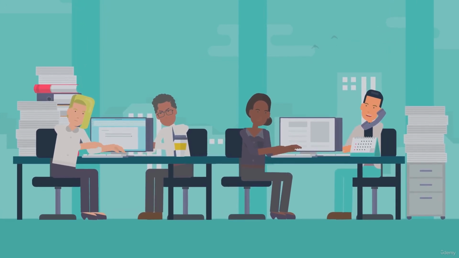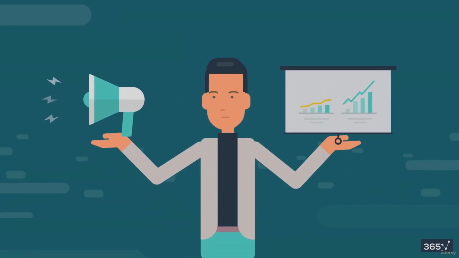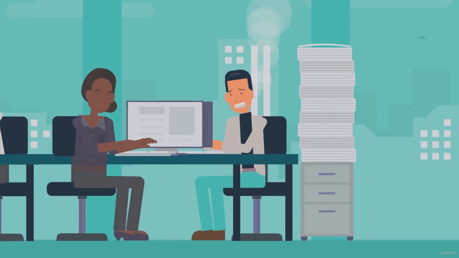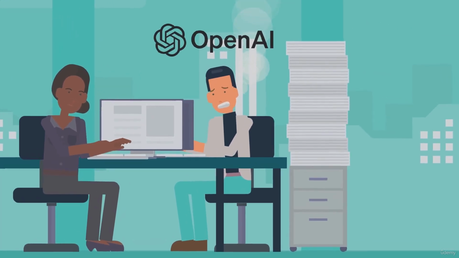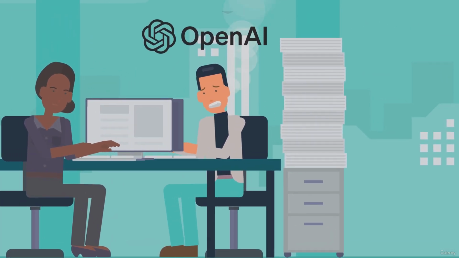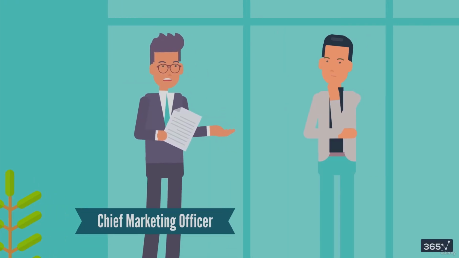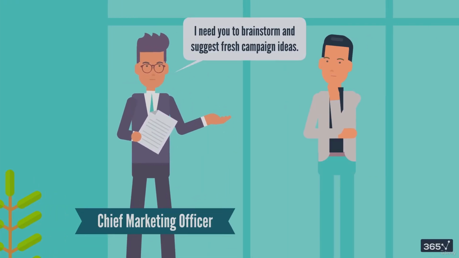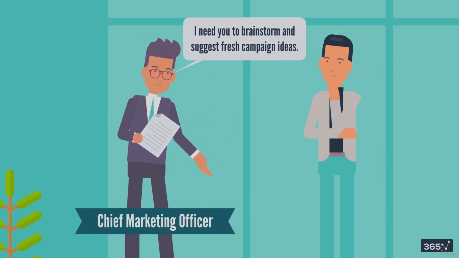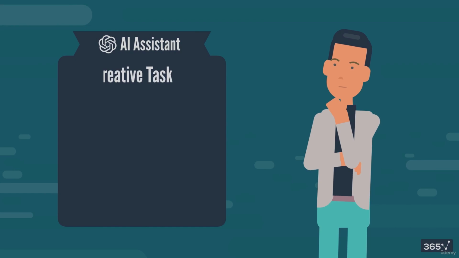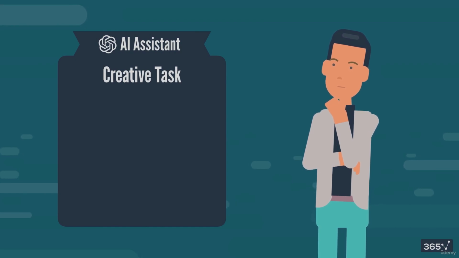As the company prepares for an upcoming campaign, you find yourself juggling different roles, from marketing to data analysis. You can't manage everything alone, so you'll have to leverage the OpenAI API to assist with the different tasks. Your first assignment comes from the Chief Marketing Officer, who needs you to brainstorm and suggest fresh campaign ideas. For this task, you'll need your AI assistant to be as creative as possible, sometimes even thinking outside the box.